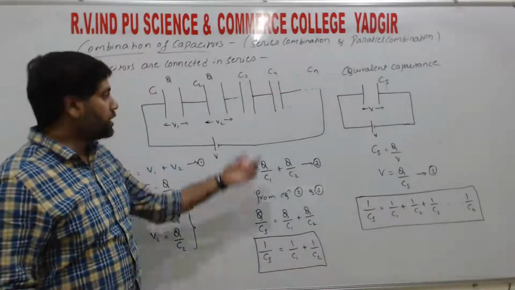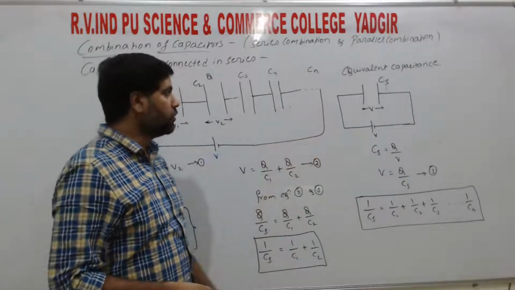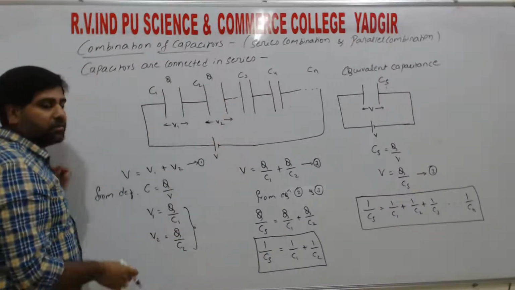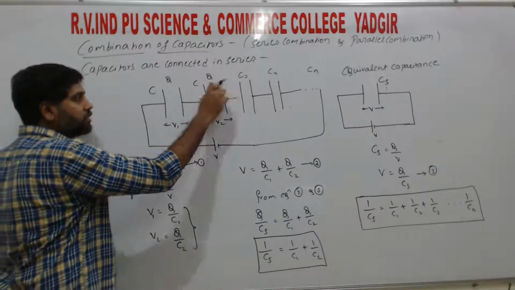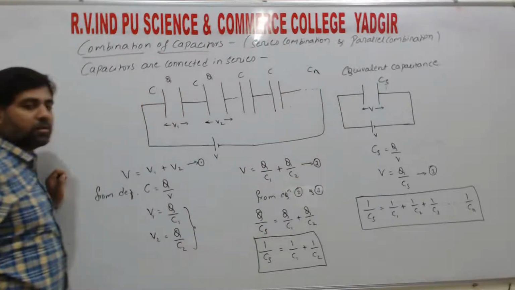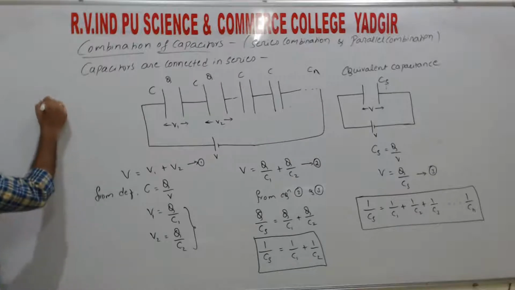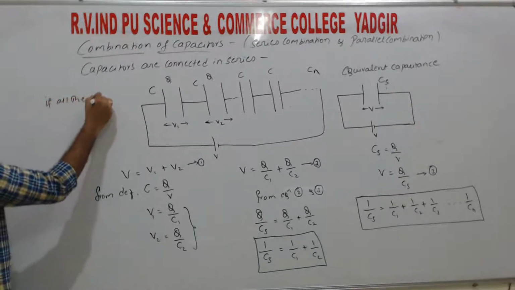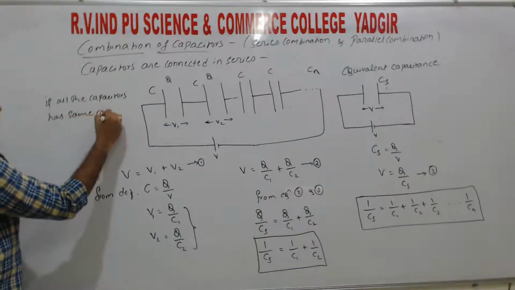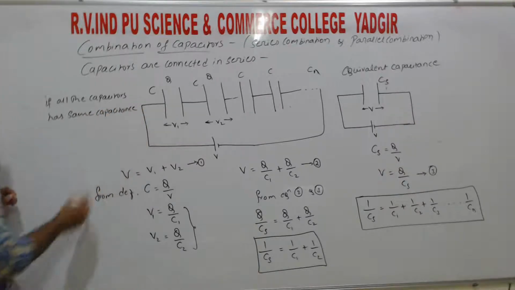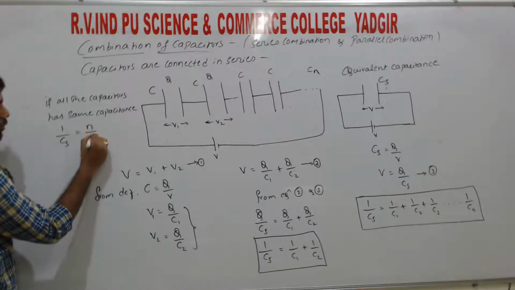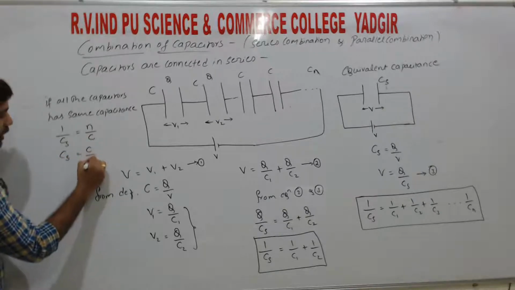If we have n capacitors which are connected in series, and all the capacitors have the same capacitance, that means all the values are C. So directly we can write 1 by Cs is equal to n divided by C. So Cs is equal to C divided by n.